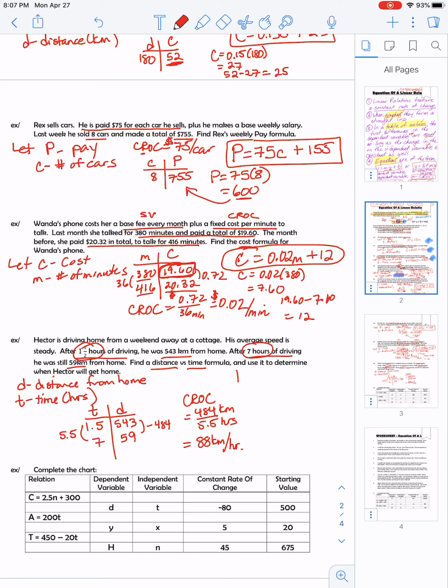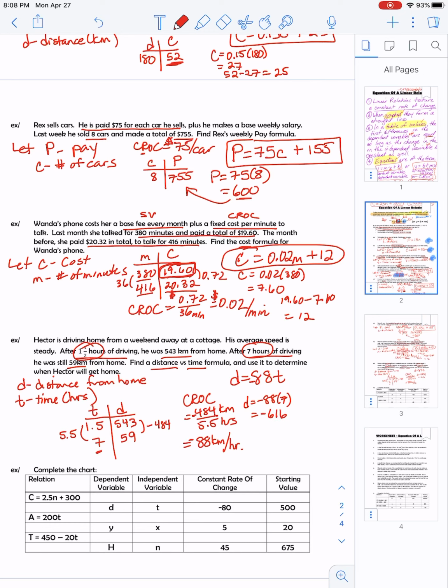Okay, so how far he is from home is 88, oh, sorry. That's a negative, and that's a negative. So that's a negative 88t. And now the question is, what was the starting value? So how far away from home is his cottage? And so I'm going to test the 7 because I think it's easier to test 7. So D equals negative 88 times 7, and that is negative 616.